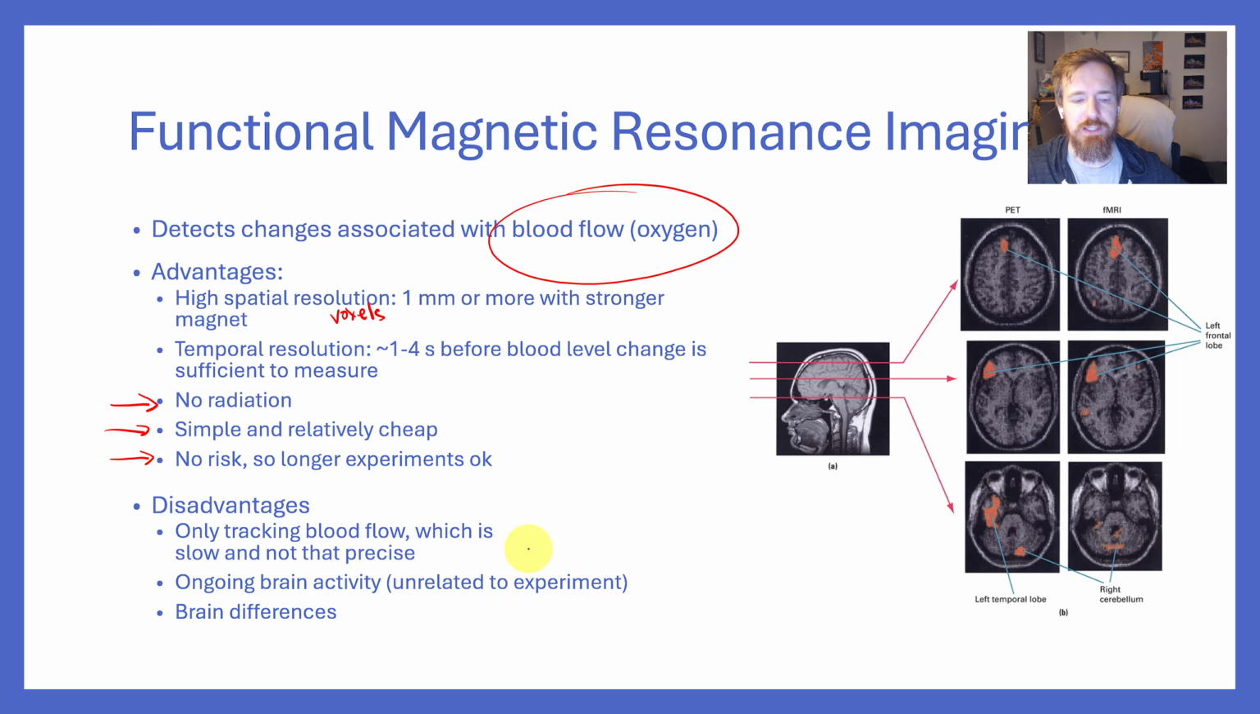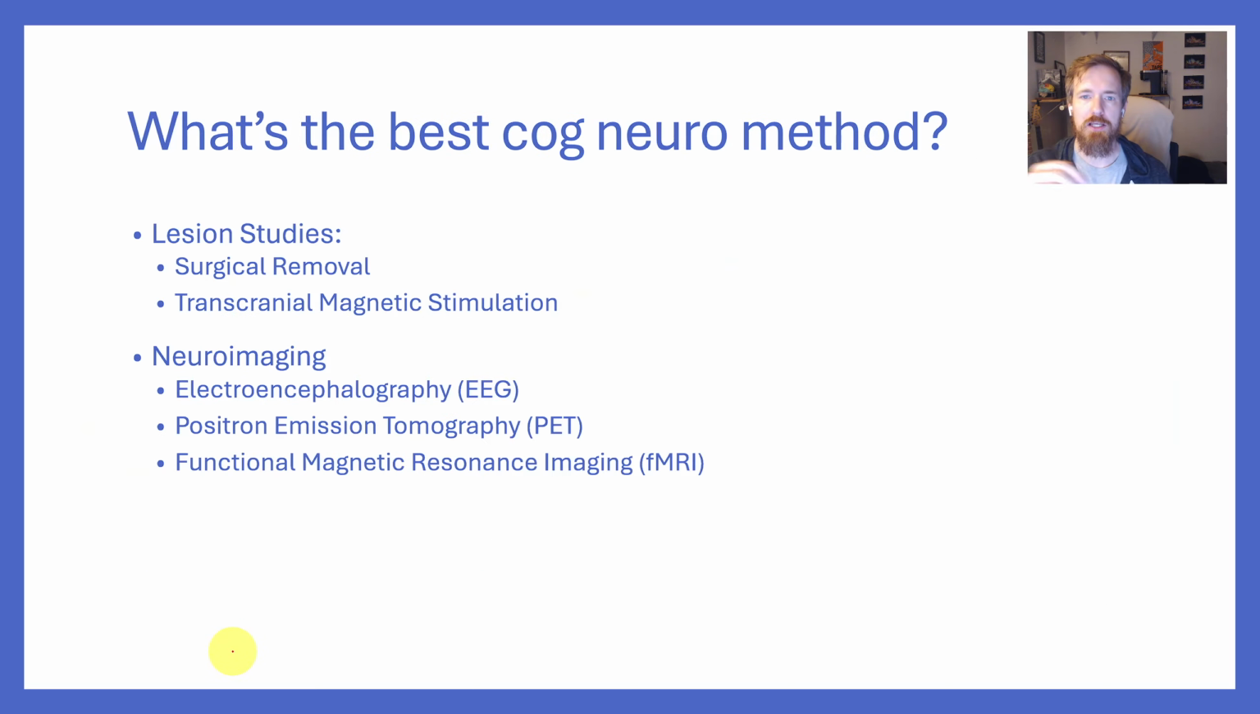The disadvantage is that because you're tracking blood flow indirectly, sometimes it's slow and it's not super precise for that reason. And you also have to worry about ongoing brain activation. This is why, when we were using the subtraction method, we had to subtract out that unrelated brain activation to try to find the meaningful signal. Also, if you have somebody doing multiple things in the scanner, you have to make sure that some of that old activation is not overlapping with the new activation. And sometimes it can be hard to control for brain differences across participants.